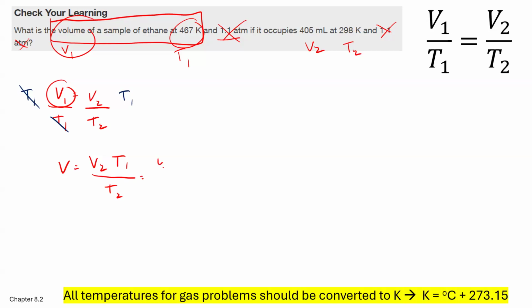V2 is 405 mils. T1 is 467 Kelvin. T2 is 298 Kelvin. Kelvin cancels out. What do we get?